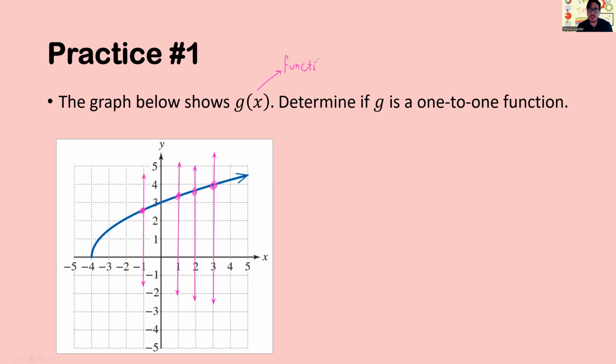And we always want to make sure that we're dealing with a function before we go on to ask the question of whether it's one-to-one. So this passes the vertical line test. That's the first thing we always need to get out of the way. Then we can ask ourselves, now that we know it's a function, is it a one-to-one function? Does it pass the horizontal line test?